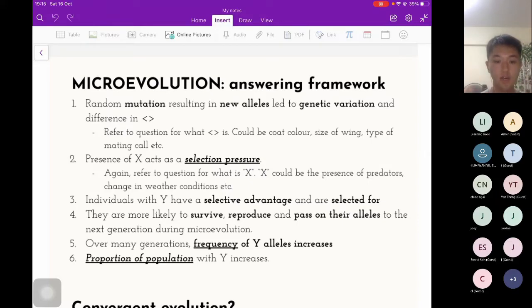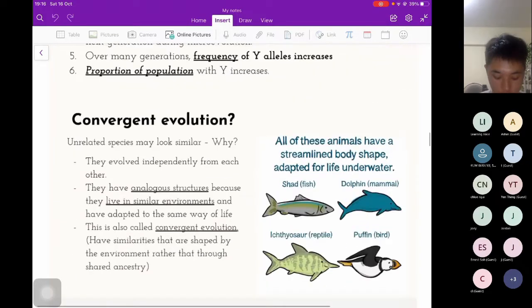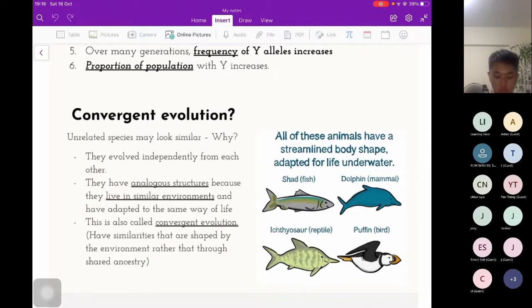So they're more likely to survive, reproduce, pass on their alleles, and over many generations, the frequency of Y alleles increases. The proportion of population with Y alleles increases, right? It doesn't mean that two separate species form because this is microevolution, only allele frequency changes. It's almost similar in the answering technique. It's just that at the end of the day, you're talking about the proportion of a certain allele or the frequency of a certain allele in the population. Okay, next we'll talk about convergent evolution.